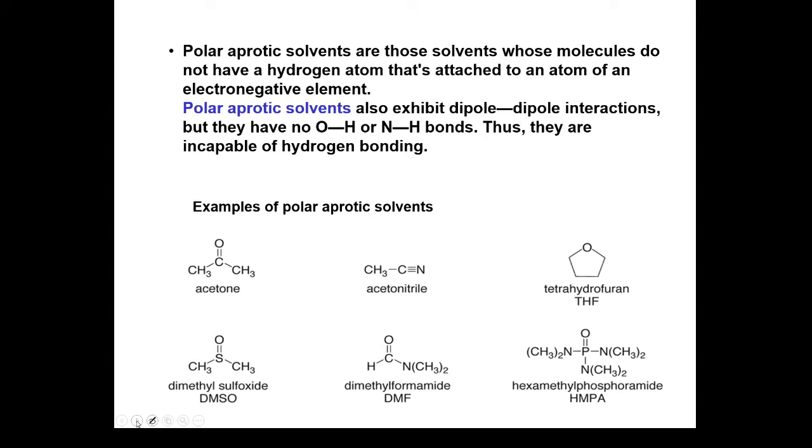Aprotic solvents don't have that hydrogen ability to bond. They could still be polar aprotic. I'm polar, I have a charge, but I don't have that proton. Acetone, acetonitrile, those are the two you see the most, especially those of you who are going to go on and use HPLC. Under supervision, you may use THF and DMSO. Those are some polar aprotic solvents.